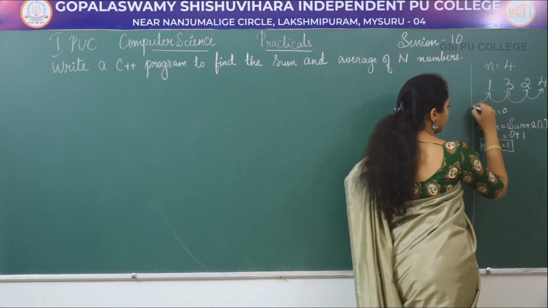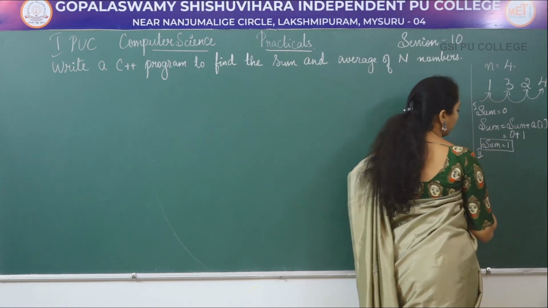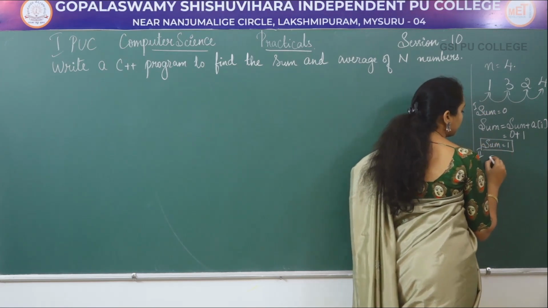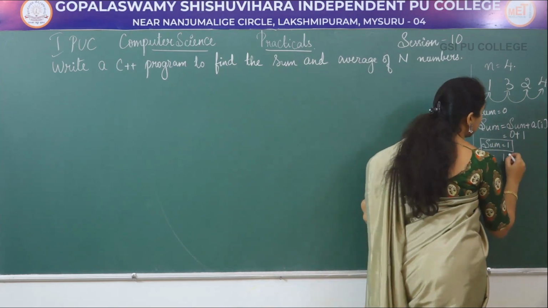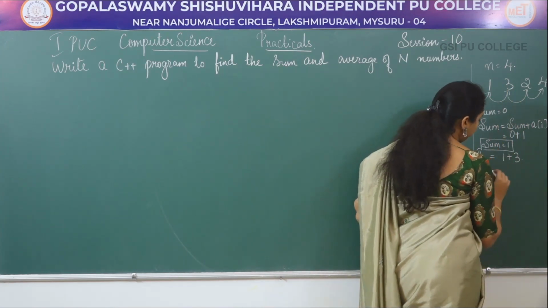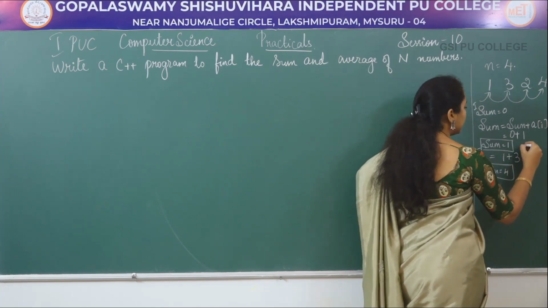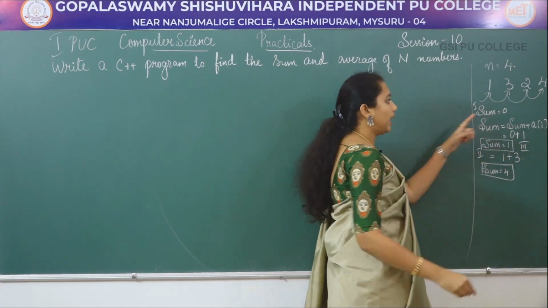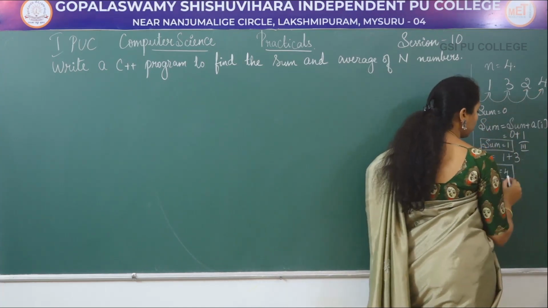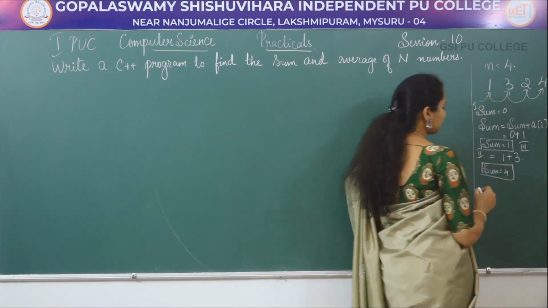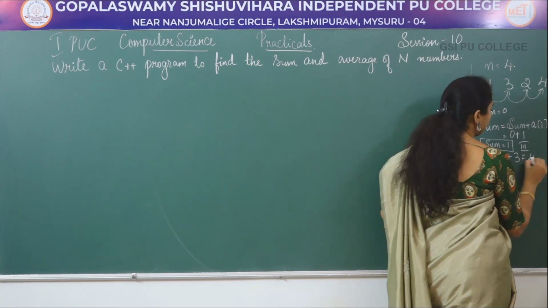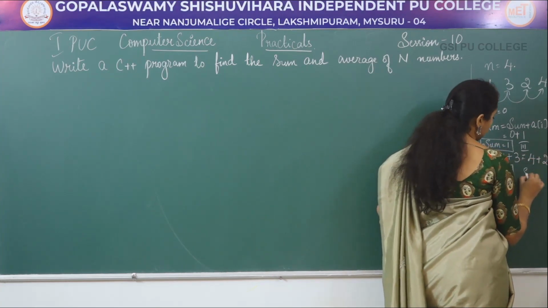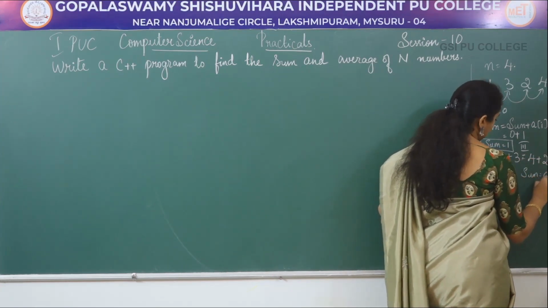In the second iteration, for the variable sum, I am going to add the next number, that is 3. 1 plus 3 becomes 4. In the third iteration, I am going to add the third number 2 to the value of sum. What is the value of sum? The value of sum is 4. 4 plus 2 is 6. So sum becomes 6.